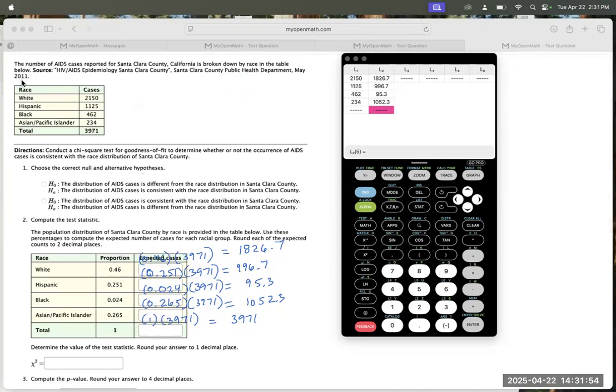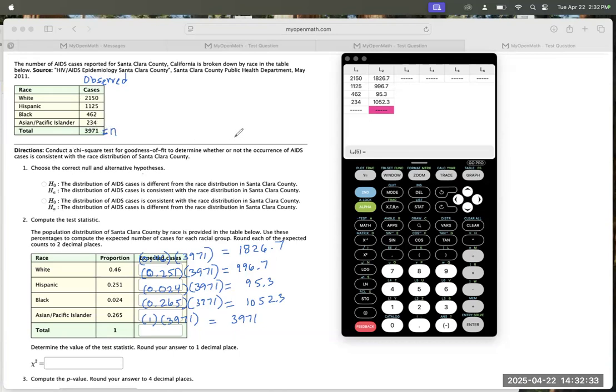This is a problem that's a goodness of fit test, chi-square test. The number of AIDS cases reported in Santa Clara County, California, is broken down by race in the table below. These are reported cases, what we call the observed cases. And they also give us a total, so that is our N, the total number sampled, or 3,971.